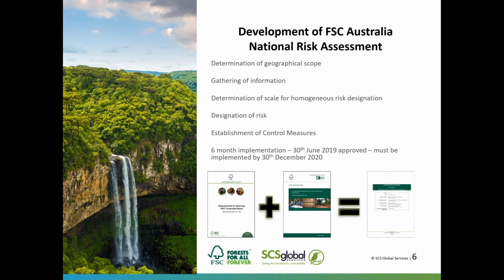So actually, to talk to the slide here, you will see all of these different points, and they're not too dissimilar to what a certificate holder might have to do when they're developing their due diligence system. So this is also done at the national scale. For Australia, the scope was determined as the entire country, including all of the states and territories. It's an information gathering process. The areas are grouped in terms of homogeneous risk. So all of the area of low risk or specified risk.